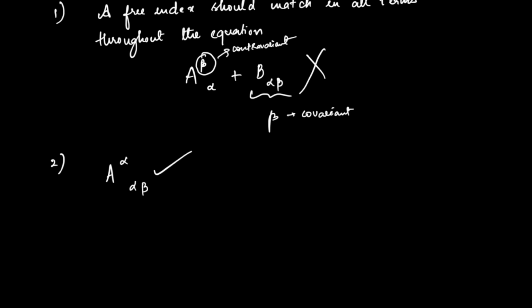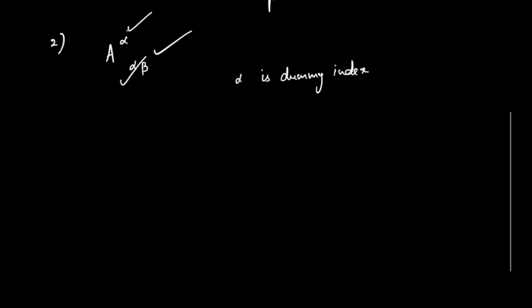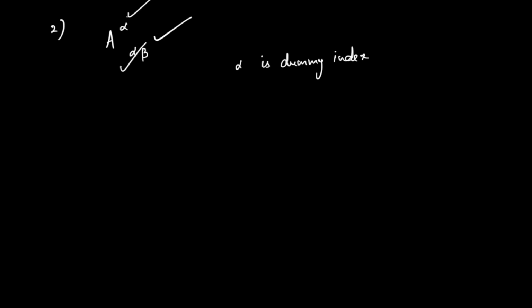Okay, this is right because here alpha is a dummy index because it is summed over and it is appearing twice, also once as contravariant and once as covariant. So this is right. Okay, this is the correct notation because a dummy index, when it occurs, should occur twice, once in a contravariant position and once in a covariant position.